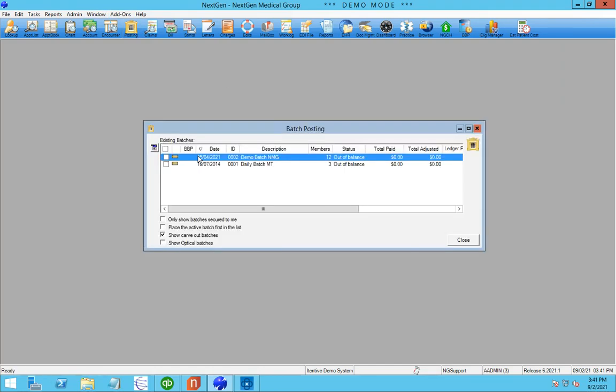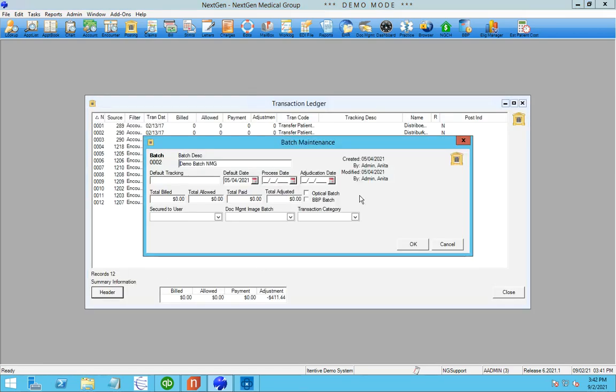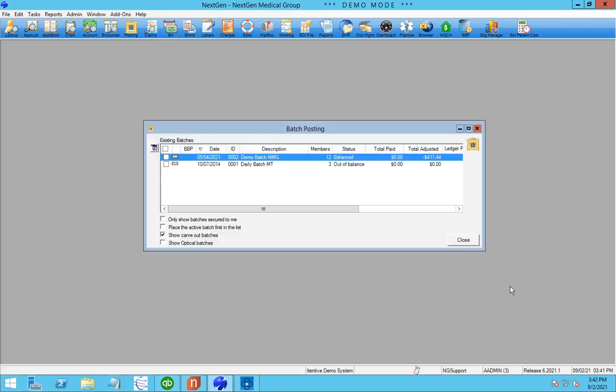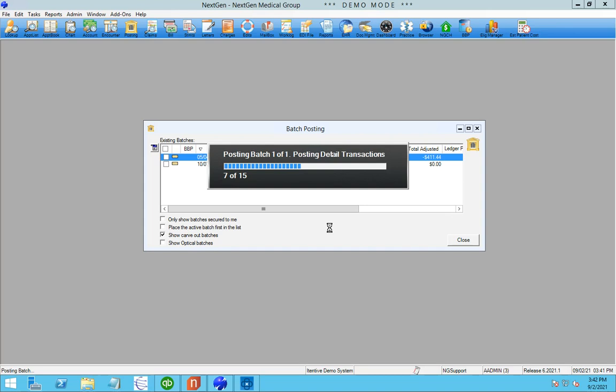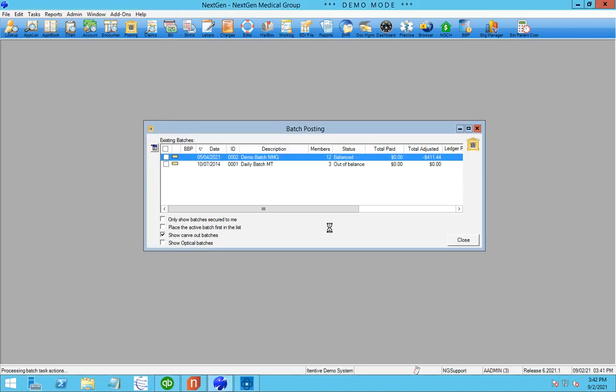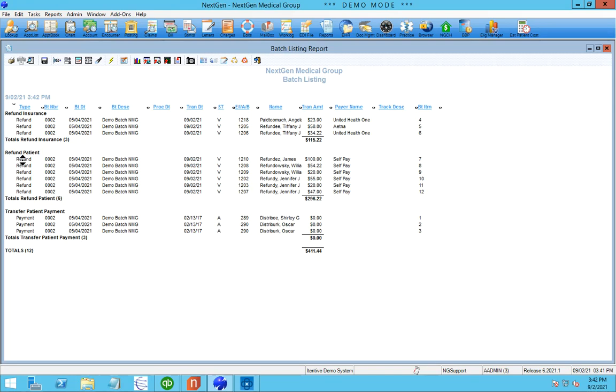If we go over here to our NextGen batch, we can see we have 12 transactions. Let's go ahead and post this up. So I'm going to balance it out. And then post it. Once it's posted, we'll get our normal batch listing report in NextGen, and we can see the different transaction codes that were used. As a quick diversion, we can go ahead and look at one of the distributions first.